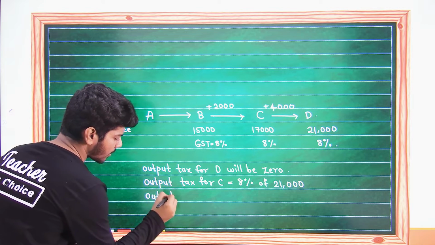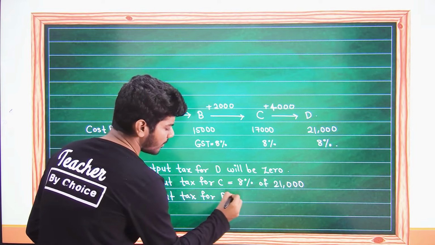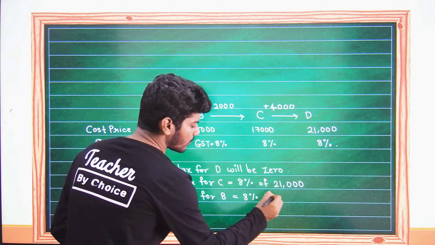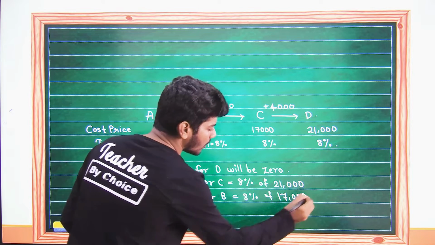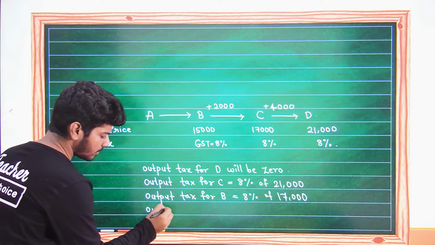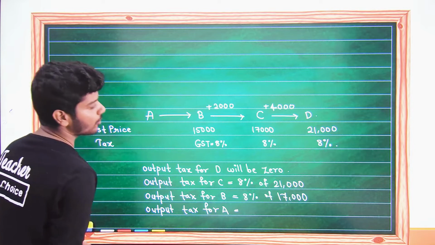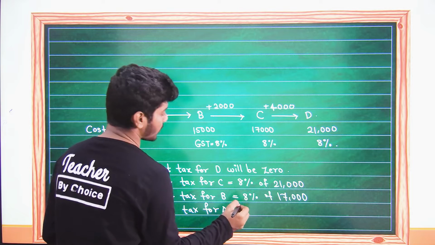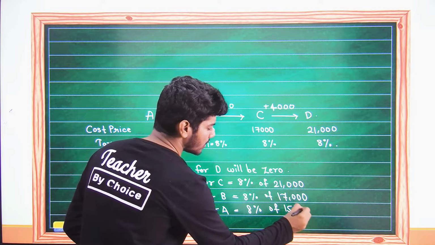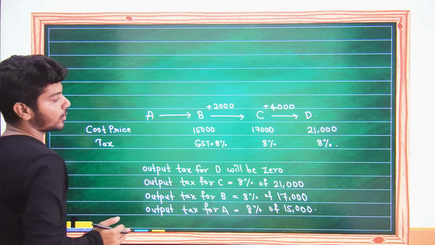Output tax for B will be equal to 8% of 17,000. Okay, output tax for A will be equal to 8% of 15,000. Okay, now, so we have already calculated output tax, right?